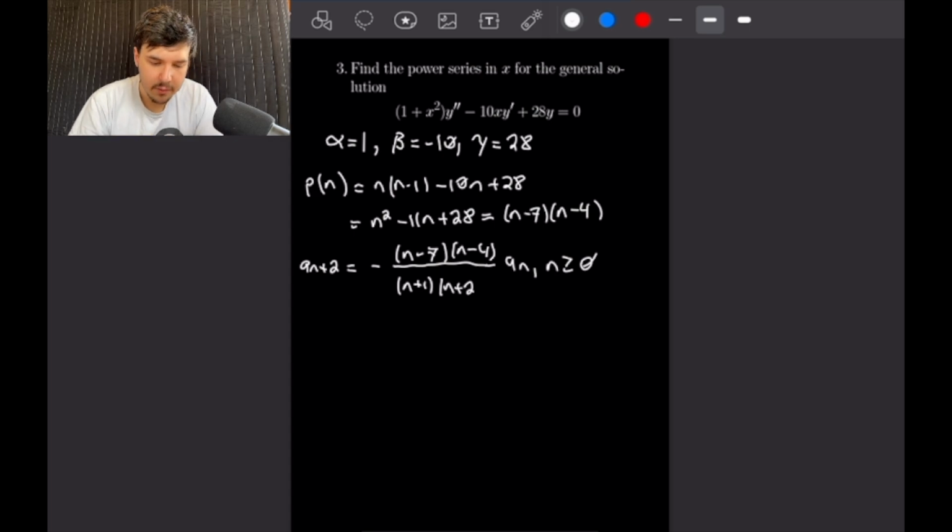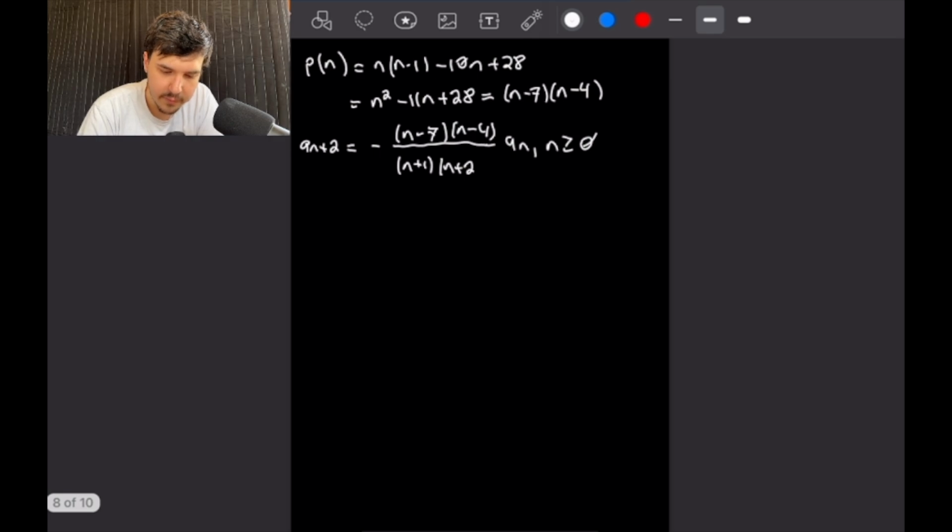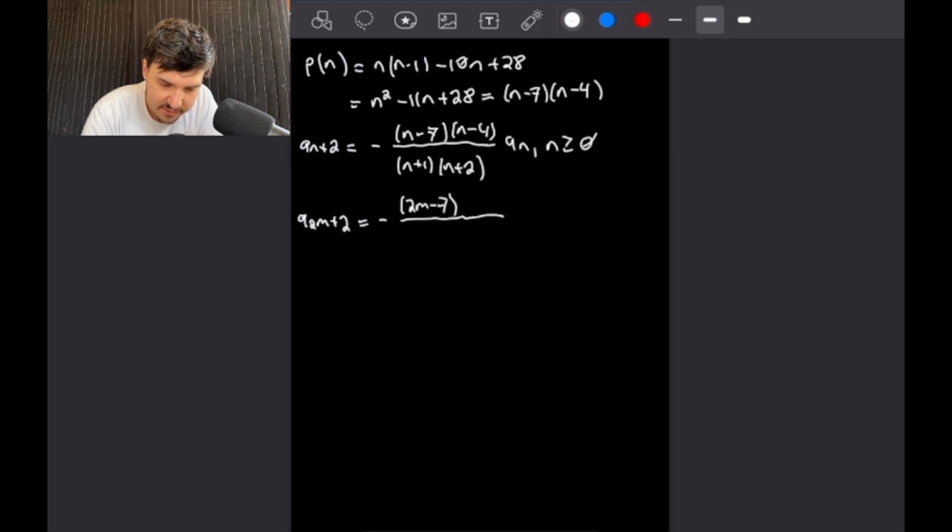Great. And so from here, we want to split this up into our even and odd coefficients, just like we've been doing. So let's start with our evens here, because we have no cancellation, unfortunately, in our a sub n plus 2. So our evens will simply be a sub 2m plus 2, and that's going to equal a negative. We'll have p of 2m in the numerator, so that will give us a 2m minus 7 times 2m minus 4, and that will be over 2m plus 1 times 2m plus 2. That will be times a sub 2m for m greater than or equal to 0.